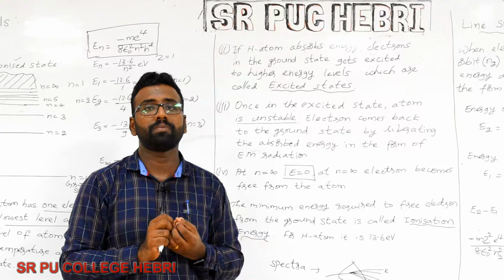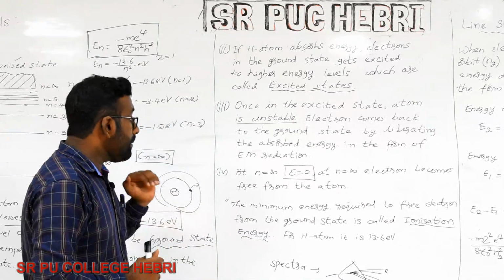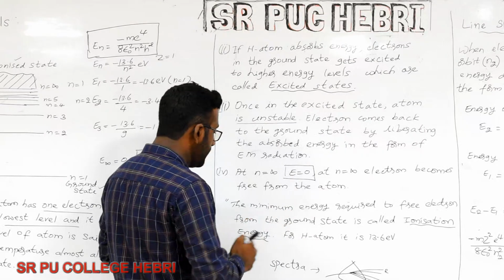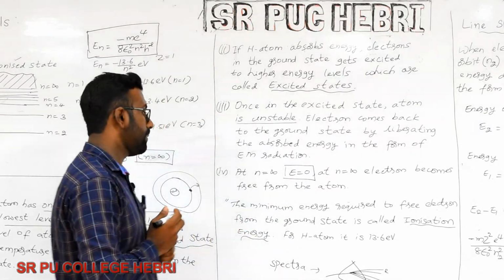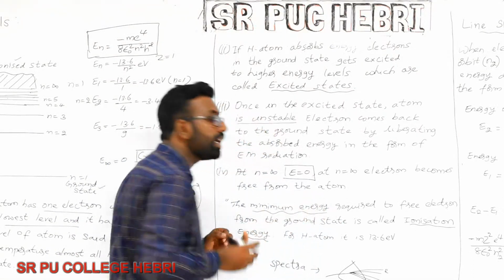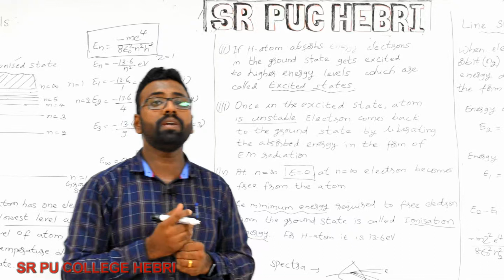material. The minimum energy required to free the electron from the ground state is called ionization energy. So ionization energy is the minimum energy required to free the electron from the atom.